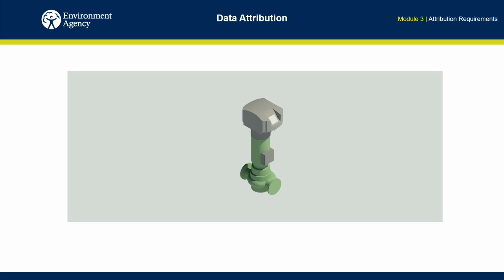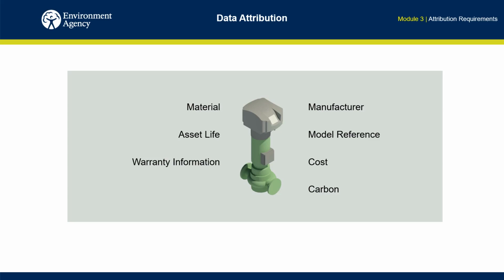Data attribution allows information about assets and products to be stored within graphical model objects. This could include data such as the manufacturer of the product, the manufacturer's model ID or reference, costing associated with the initial purchase and future replacement, carbon and sustainability information, material information such as finishes and grades, the product or asset's lifespan, warranty information such as duration, or any specific features associated with that model. The amount of data that can be attached is unlimited.